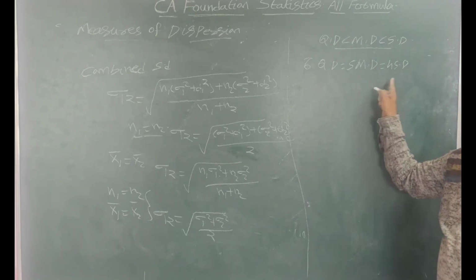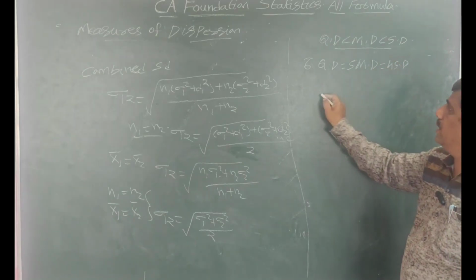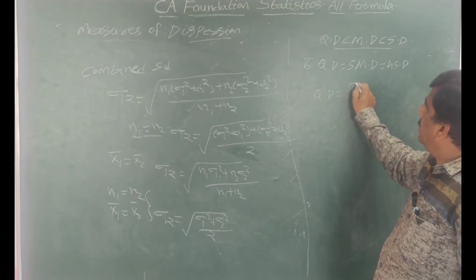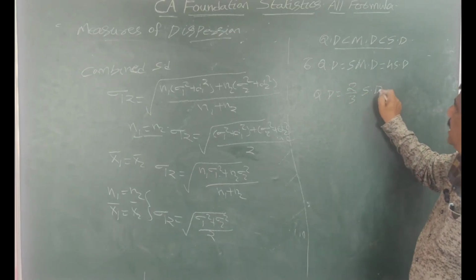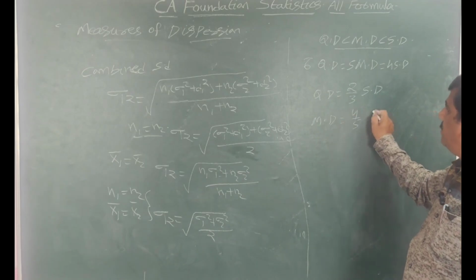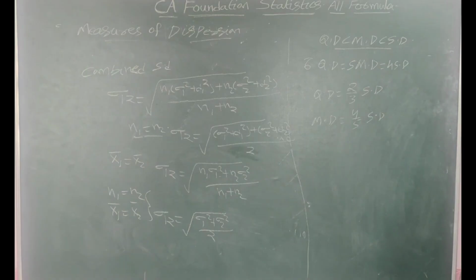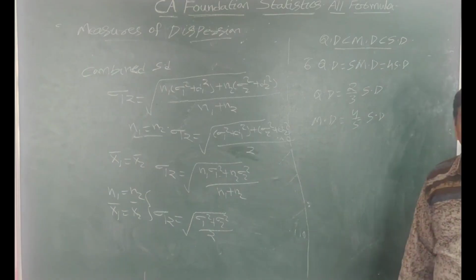If it is symmetric, 6QD equal to 5MD equal to 4SD, and if SD is known, QD can be computed by using the formula 2 by 3 SD, and MD can be calculated by using the formula 4 by 5 SD. Okay, these are the main formulas involved in this chapter, measures of dispersion.